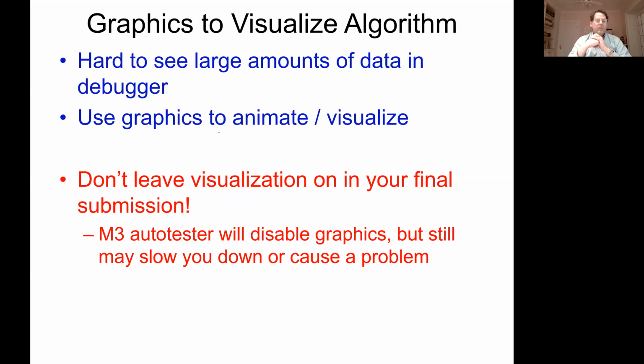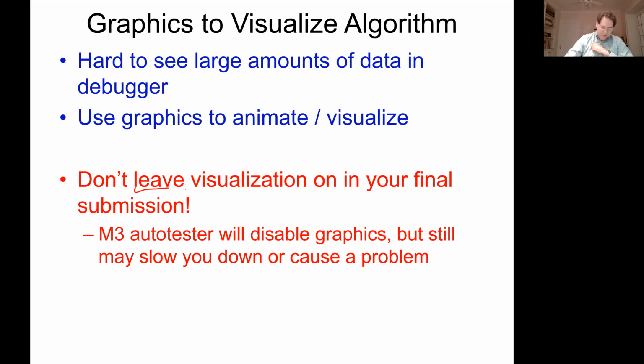It's hard to see large amounts of data in the debugger. So I'm recommending that you actually watch your algorithm run on some of the simple test cases where you can single step and see what it does. But for the large test cases, it's difficult to do enough single stepping to see that. What you can do is then use graphics to animate or visualize what's going on, which is what I was showing you with our reference solution. We can watch the algorithm and see where it's exploring. So we can actually see what our A-star algorithm is doing compared to our Dijkstra's algorithm. People are very visual, and it's a lot easier to do that with graphics.